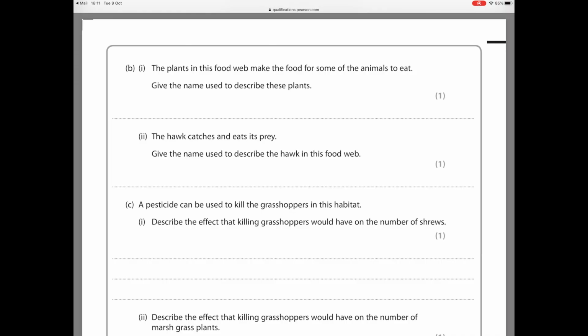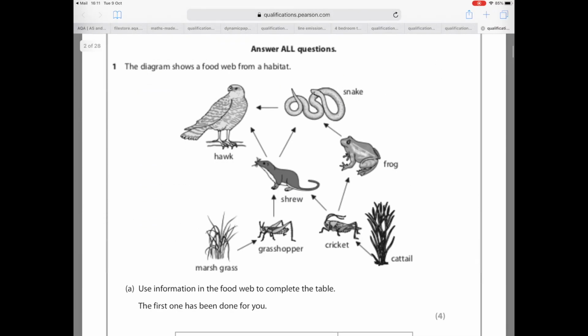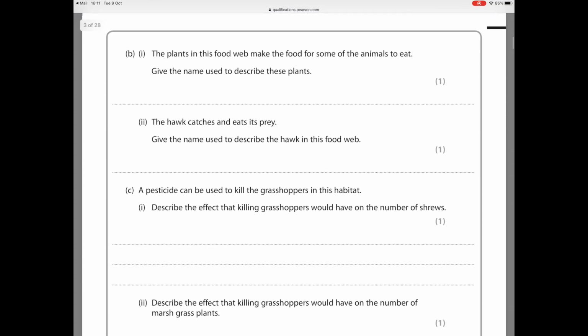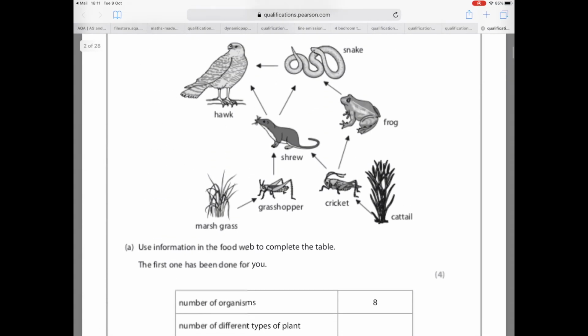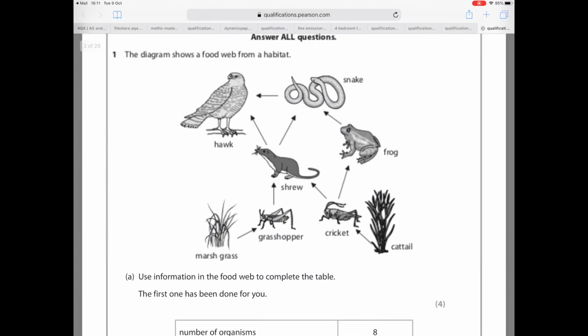A pesticide can be used to kill the grasshoppers in this habitat. Describe the effect that killing grasshoppers would have on the number of shrews. So we need to have a look. Oh right, so the grasshoppers are eaten by the shrews. So clearly if we reduce the number of grasshoppers, the number of shrews will reduce because there is less food for them. Describe the effect that killing grasshoppers would have on the number of marsh grass plants. So if we have fewer grasshoppers, we can see that they won't be eating the marsh grass as much, which means that the marsh grass population will increase.